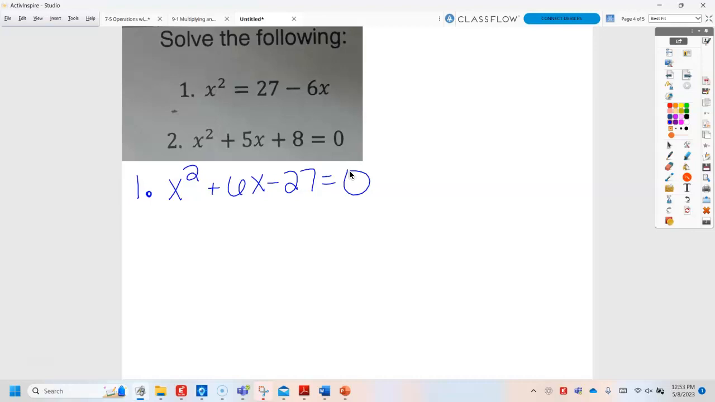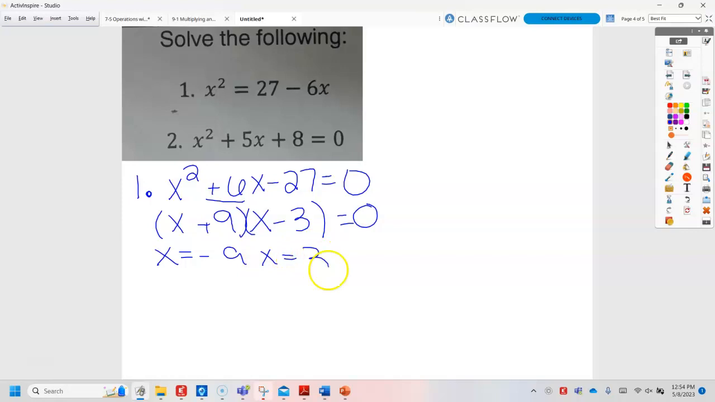So I'm adding that 6x, subtracting that 27, and saying, oh, well, that is factorable because x and x get me x squared. 9 and 3 get me to 27. And because it is negative, one is positive, one is negative. My 9 is positive because my 6 is positive. But this time it asks me to go one step further. It asks me to solve. So again, this is factored form. Solving, I get negative 9 and positive 3.